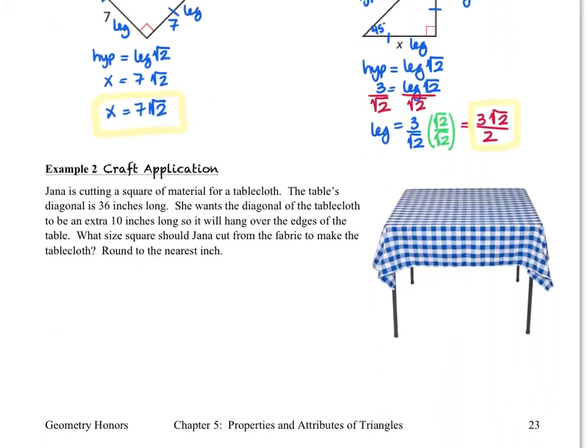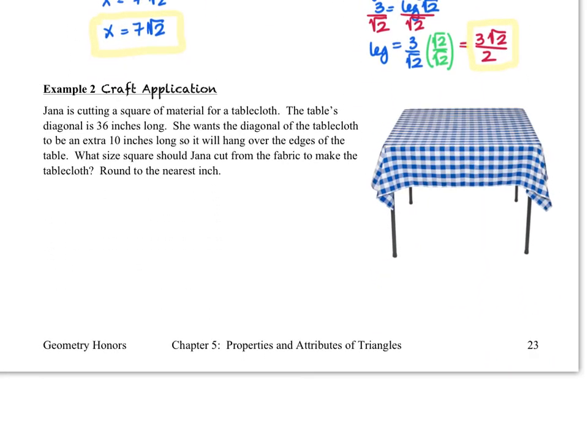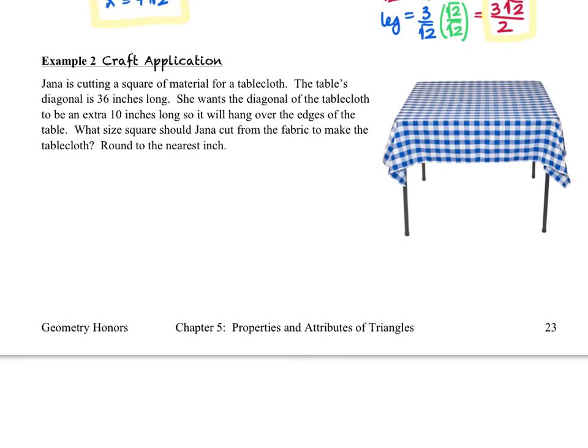We've got in example 2 a real world application for our 45-45-90 triangle. Let's start by reading the question. Jana is cutting a square of material for a tablecloth. So we're starting with a square. The table's diagonal is 36 inches long. We know that that's going to end up being the hypotenuse.